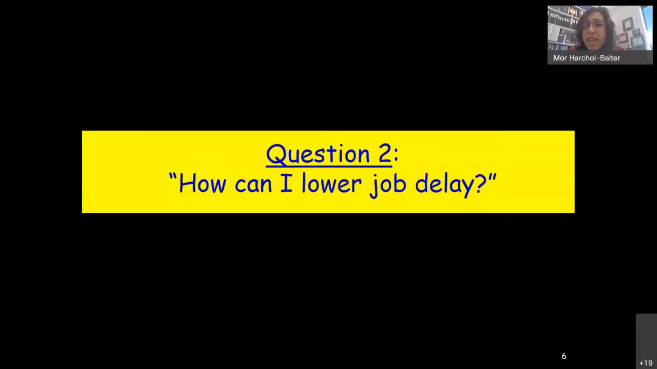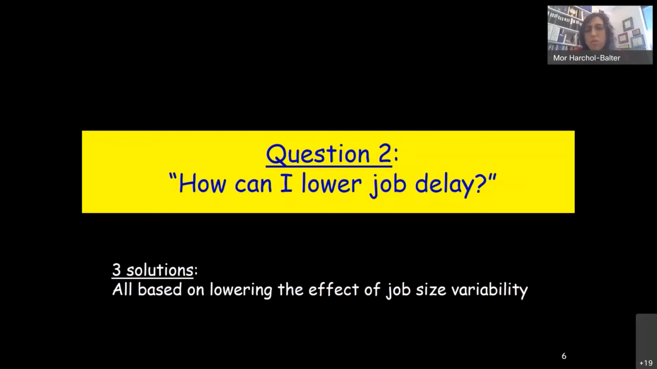So this brings me to my second question that I get. The second question is, what can I do to lower the delay? And what I'm going to do is give you 3 different solutions that I give to companies, and all of them are about lowering the effect of the job size variability. Because it's the fact that the job size variability is high that's causing our delays. Usually it's not that utilization is high. Everybody knows to keep utilization low. It's the job size variability that's causing the problem. So how can we lower it?